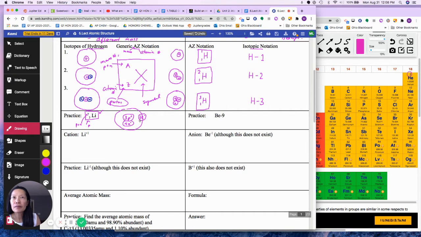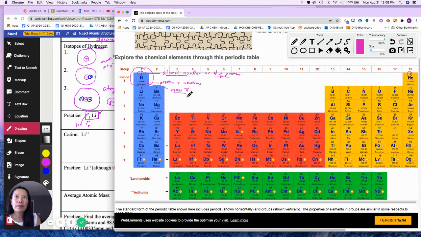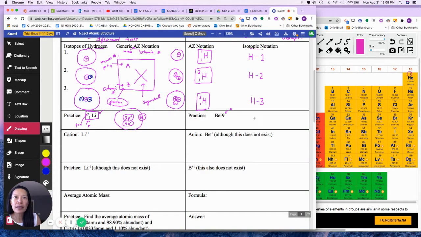Okay? Let's go ahead and try using this notation. In this notation, it is the isotopic notation where the 9 is the mass. Therefore, I have to figure out what is the atomic number. To do that, you have to go to the periodic table. So you look at beryllium. Beryllium is right here. And as you can see, the number 4 right there, that is the number of protons. So I will write beryllium has 4 protons.